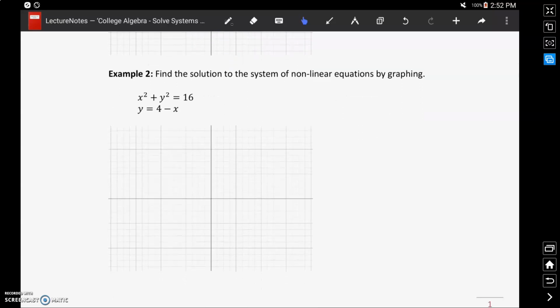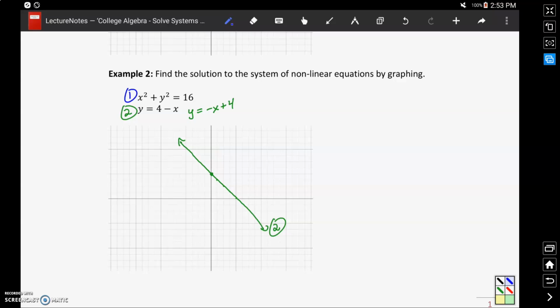In example 2, we could again label these two equations as 1 and 2. Equation 2 is the easier one to graph here because it's just a linear equation. If we flip that order around, we've got things in slope-intercept form. So we have an intercept at 4 and a slope of negative 1. So we have that straight line equation graphed.